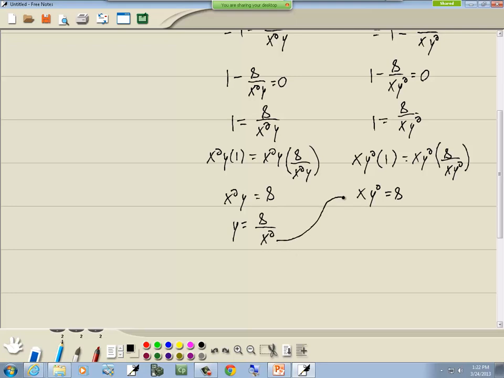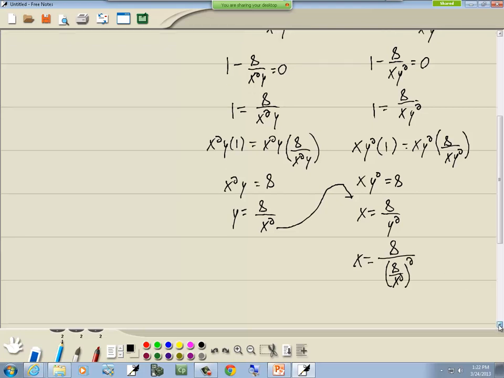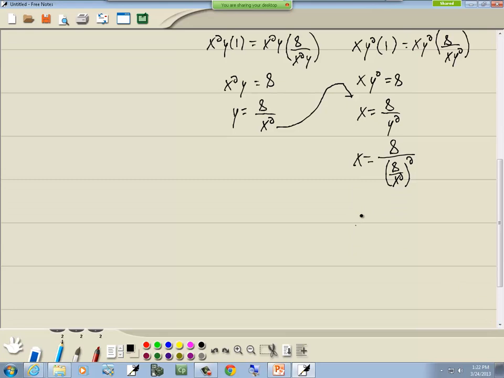And we want to substitute that into the other one. But actually I'll solve this for x first. I'll divide both sides by y squared, and we get x is equal to 8 over y squared. And over here we said y is equal to 8 over x squared, so we'll replace the y here with 8 over x squared, which gives us 8 over 64 over x to the fourth.